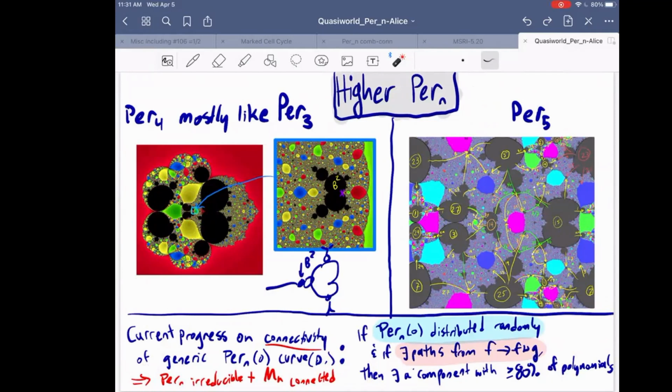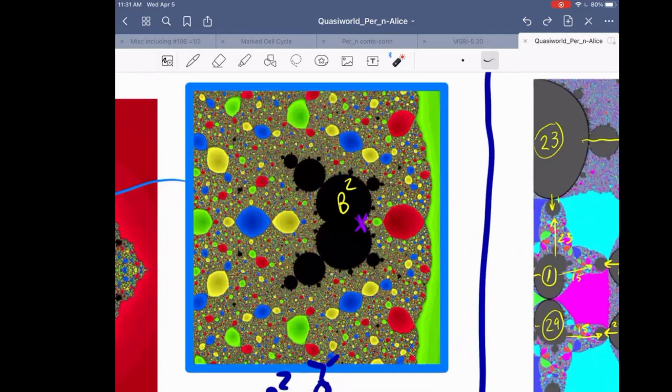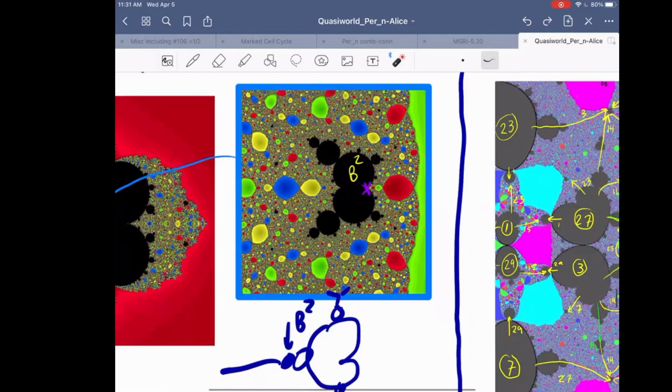It's mostly behaving like Per_3, where the ideas in Per_3 only have to be slightly updated to find all of your paths from all your different polynomials, but mostly it works out in just the same way. The only other thing to note, just for signposting for later, is that there's one special component of a 4 cycle, the basilica tuned with itself, that is also in the main molecule. So it's a bifurcation of a bifurcation.